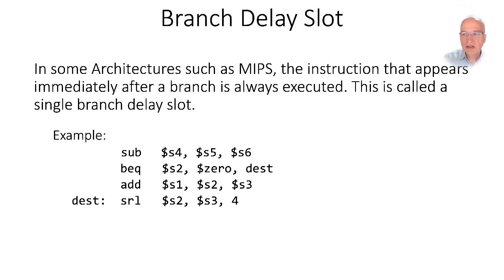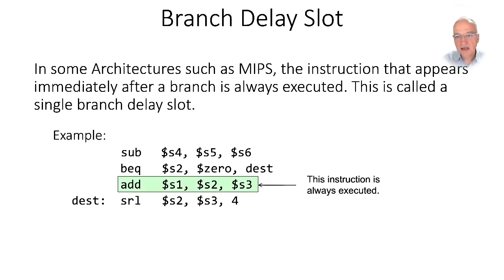Branch delay slot. There are some architectures, such as the MIPS architecture, where the instruction that appears immediately after a branch is always executed. This is called a single branch delay slot, and the idea here is that the instruction that appears in the assembly immediately after a branch is always executed as if the instruction appeared in the sequence of instructions before the branch.